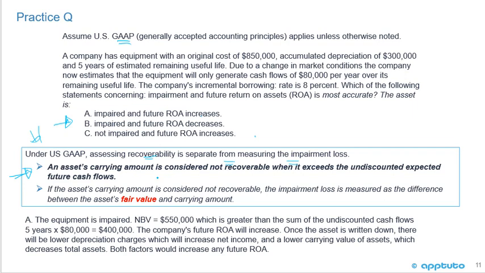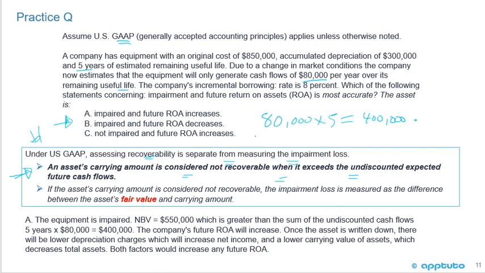Under US GAAP, an asset's carrying amount is considered not recoverable when it exceeds the undiscounted expected future cash flows. They've given us the undiscounted future cash flows: $80,000 per year over its remaining useful life, and there are 5 years of remaining useful life. As I said, that's really easy. That's just 80,000 times 5. I don't even need my calculator, 400,000.